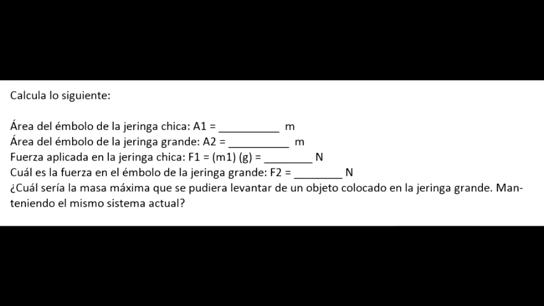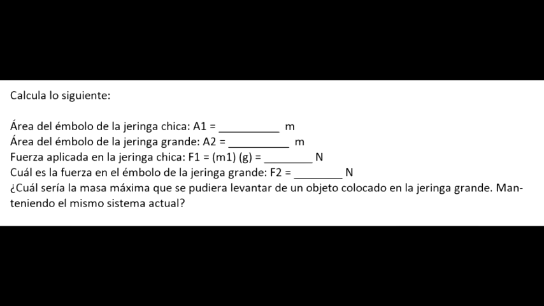And now the area of the bigger piston, that is 0.031416, which is pi, because as you remember, the diameter was 2, so the radius is 1, and multiplied by pi, it gives us this.